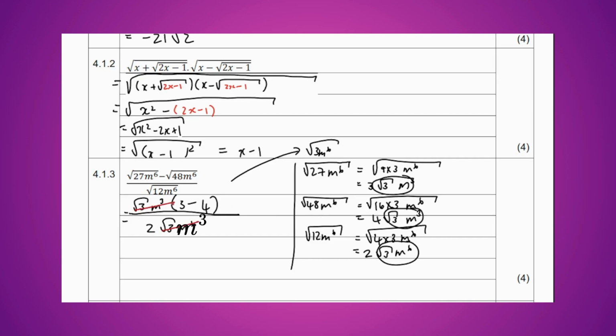What is common? Because it's products, everything is products on the top, everything is products at the bottom. They can cancel. So all you have left is 3 minus 4 is negative 1 over 2. So your answer is negative a half.